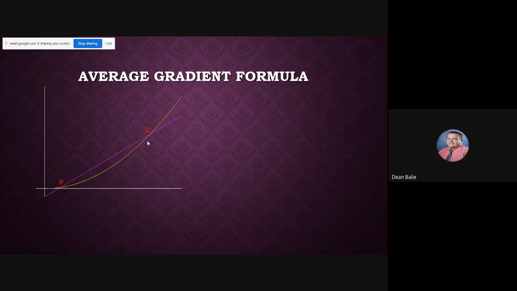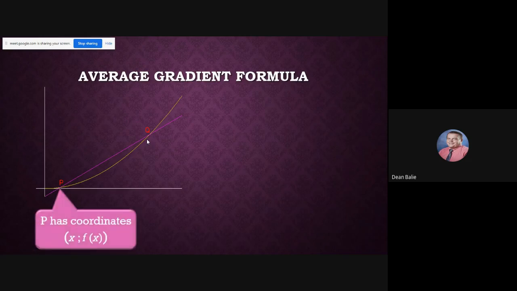And at the moment, that line PQ is what we call a secant, okay? A secant is a line that passes through a curve in 2 places, but actually passes through it. So it's going beyond P and it's going beyond Q, the 2 points on the curve. Now, P has the coordinates x and f at x.